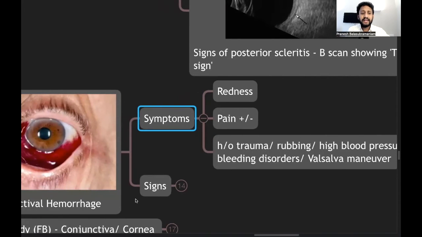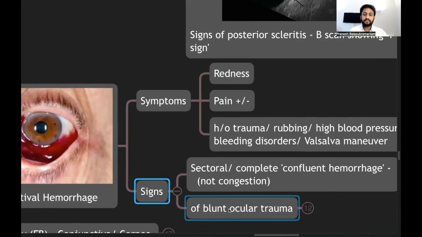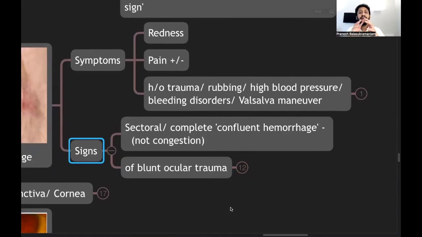The signs can be simple redness, but you can have associated signs of ocular trauma as well. Please understand, this is not a congestion. A congestion is more of a dilatation of the blood vessels. This is more like a hemorrhage, breaking of blood vessels leading to diffuse hemorrhage. So this is a confluent hemorrhage, which can be either sectoral or complete.